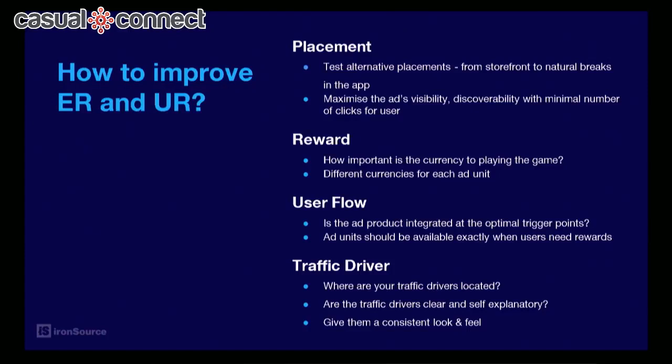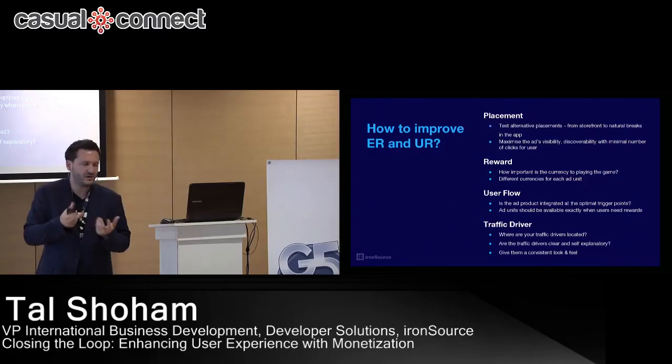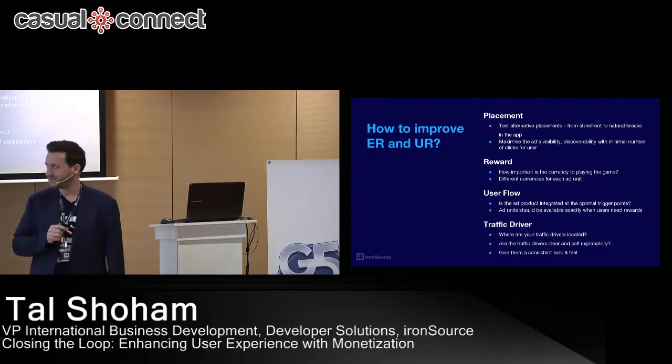The reward. Am I giving my users something that is relevant for them? Am I rewarding them with something that they can actually go and use in the app? We see in many cases that a lot of the publishers are rewarding the users with things that they don't need. So why would they watch a video? Why would they do anything to earn it? The user flow, okay, where is it integrated in the optimal place? Is the user willing to now click on a button and watch a video in the middle of the game? Probably not, right? So you need to find the right place.